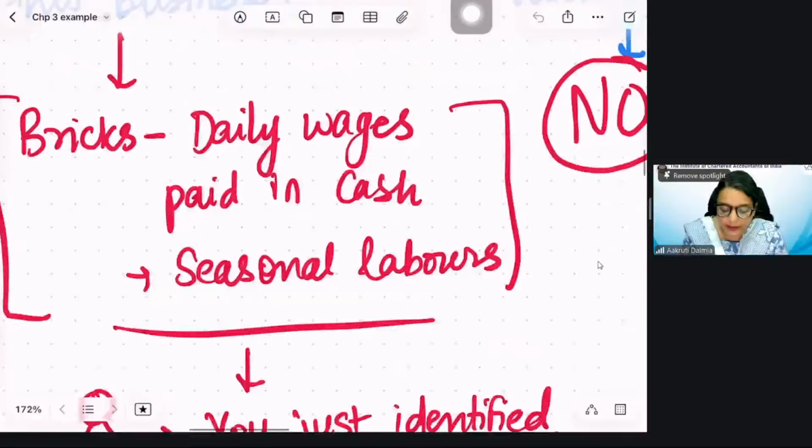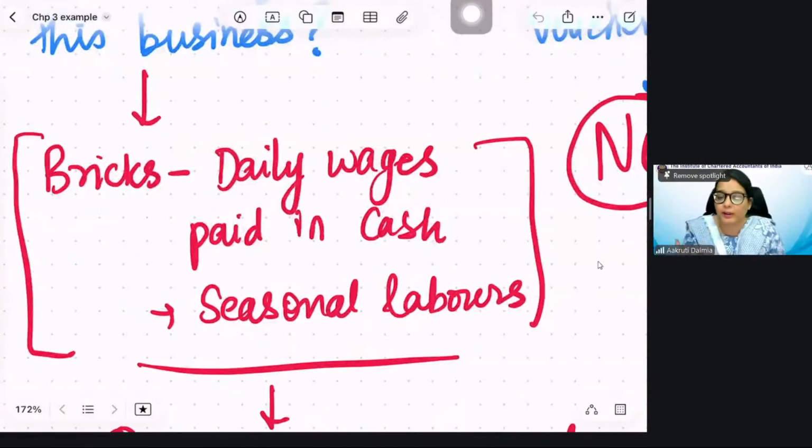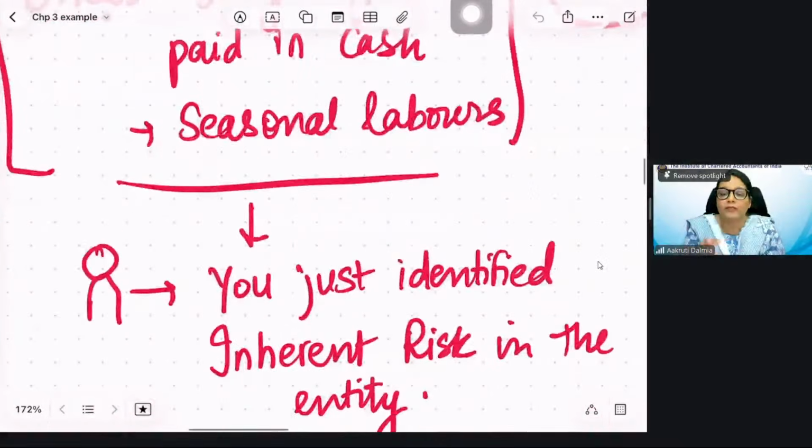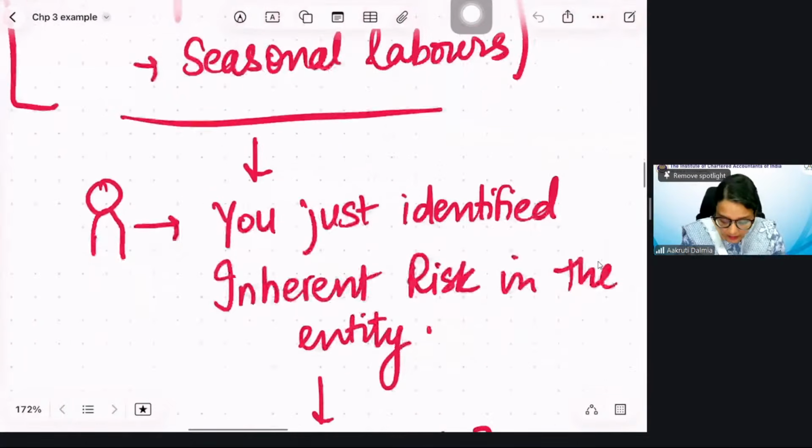So, in a brick making factory, when the daily wages are paid in cash and the laborers are seasonal laborers, you have identified an inherent risk. If you are a businessman, you will also have identified it. So, what will you do to reduce this inherent risk? Quickly tell me. We can plan, okay? We can create control systems. Very good. We can create internal control systems.